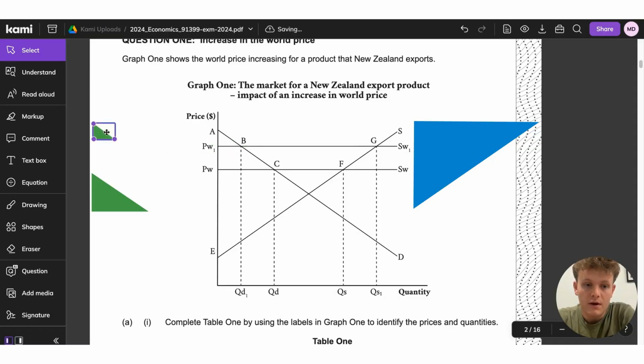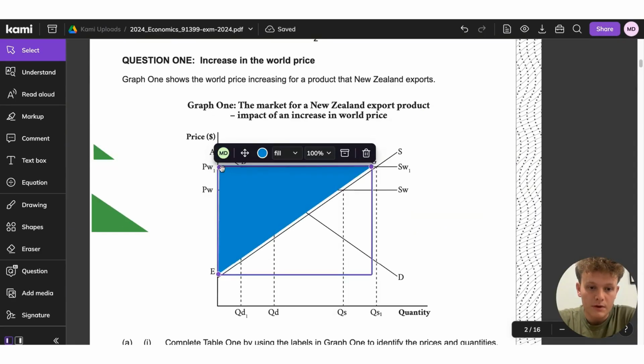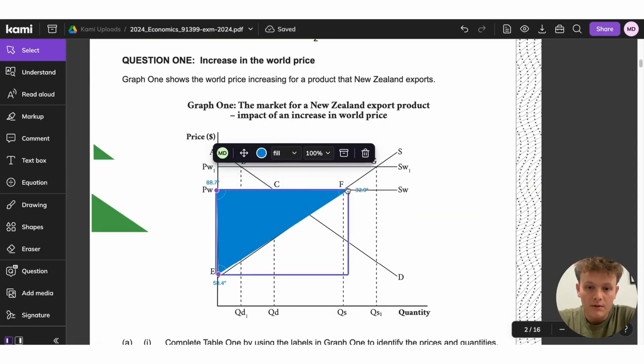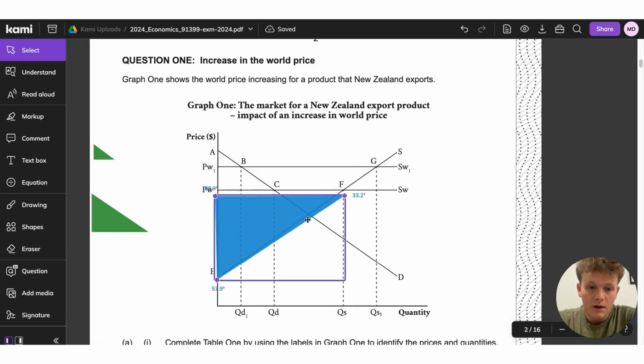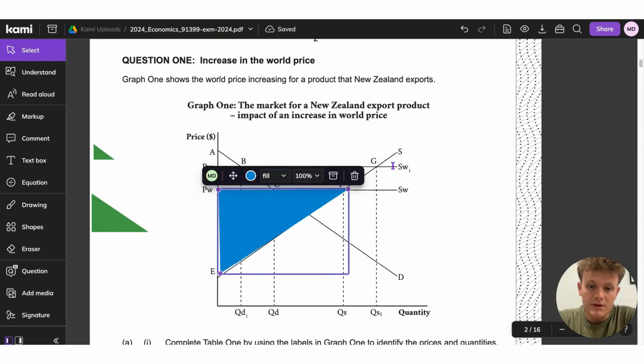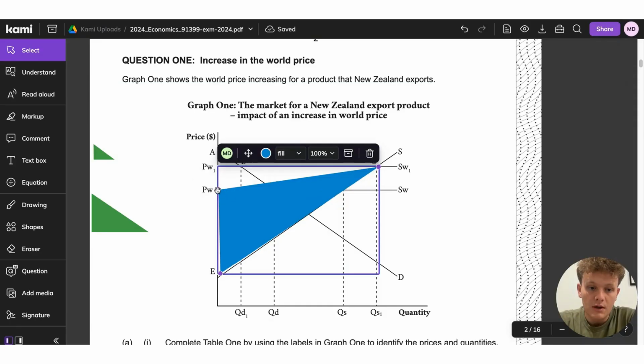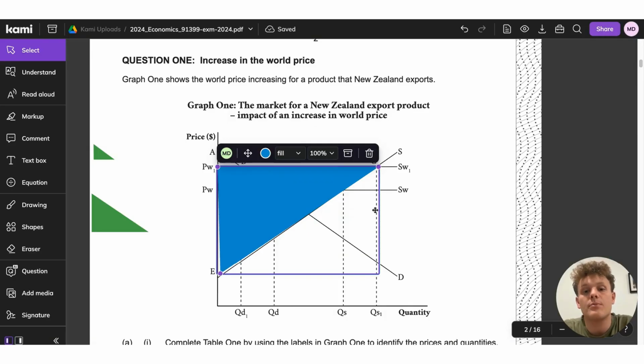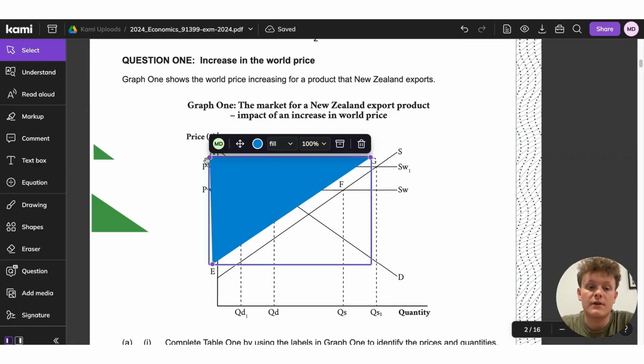gain a surplus. For producer surplus, before it's going to be PW down to F for the quantity, and then down to E. So it's going to be the difference between the supply curve and the world price. And then after, it's going to increase to this larger amount, which is all the way up to G and all the way up to PW1 as they receive a higher price. Therefore, there's a greater difference between the price they're willing to receive and the price they actually receive, and more units from which they're going to gain a surplus. So producer surplus has increased.